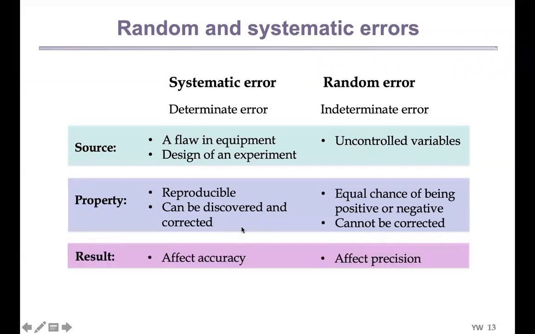And as a result, if you have a systematic error, it will deviate from the true value, which as a result will affect the accuracy. Well, for random error, because we know it's random, it could be either positive or negative, so it makes the results of different measurements scattered out.